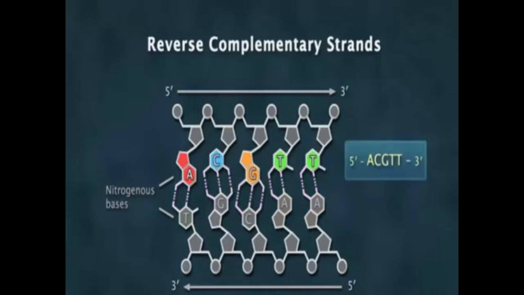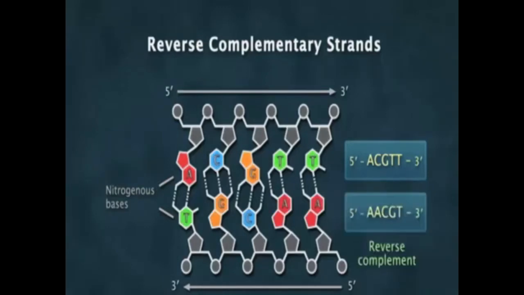Now a beautiful little feature of knowing this hydrogen bonding pairing rules is that if you know the sequence on one strand of DNA, you automatically know the sequence on the other strand of DNA. So if this reads ACGTT across 5' to 3', on the other strand going the other direction, it's going to read AACGT.